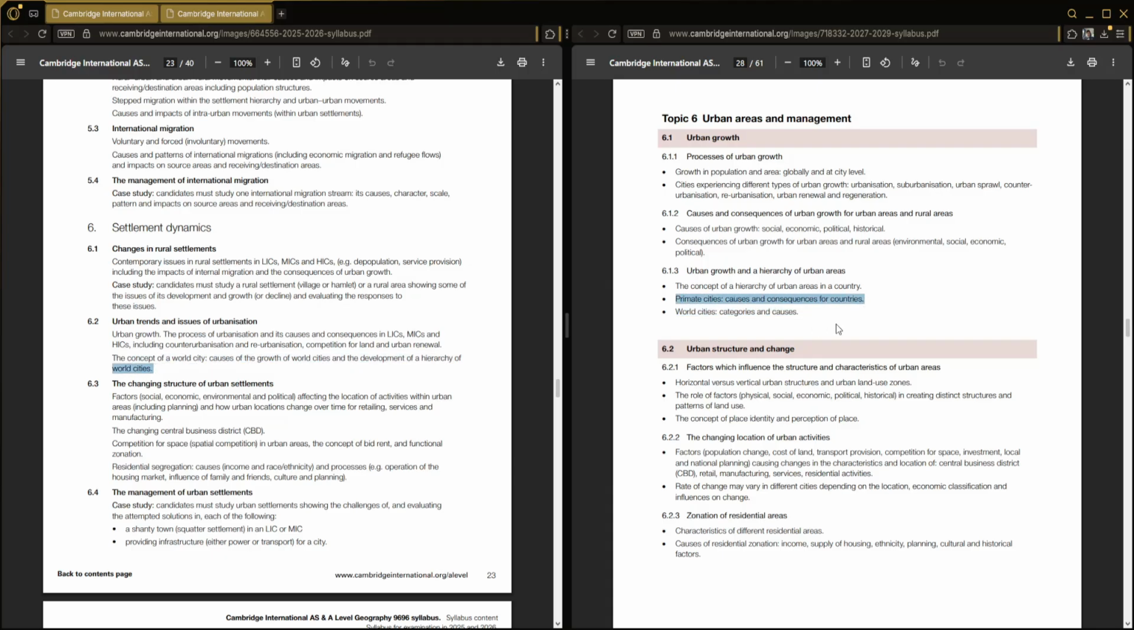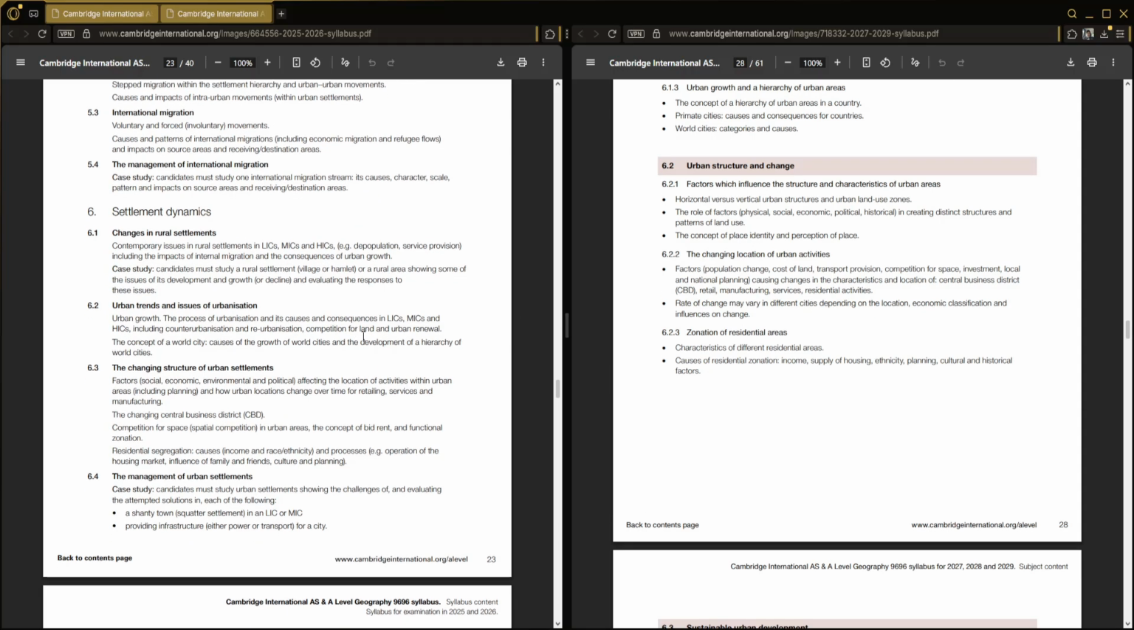Primate cities are cities that are way larger than other cities in the country or the region. For example, London with 10 million population is way bigger than any other city or town in England or the United Kingdom. So these are examples of primate cities, and you have to know about them essentially. It's not a lot of things, it's just a concept you have to understand, which is adding on to rural cities, which is probably a better trade-off for studying the whole of rural with a case study.